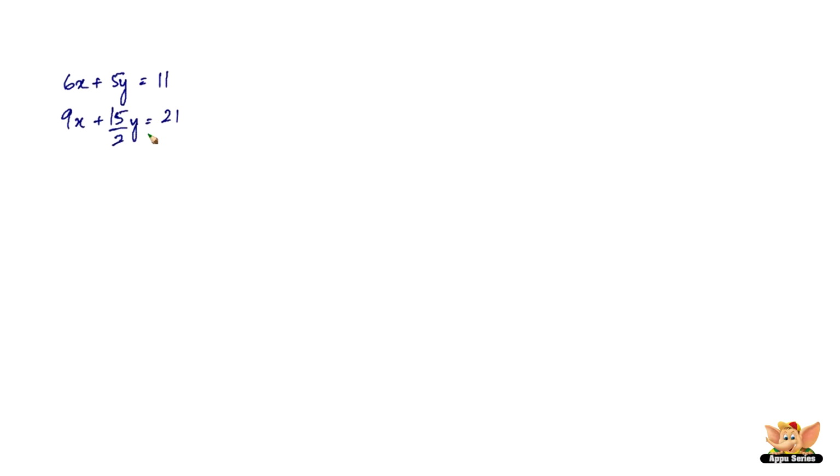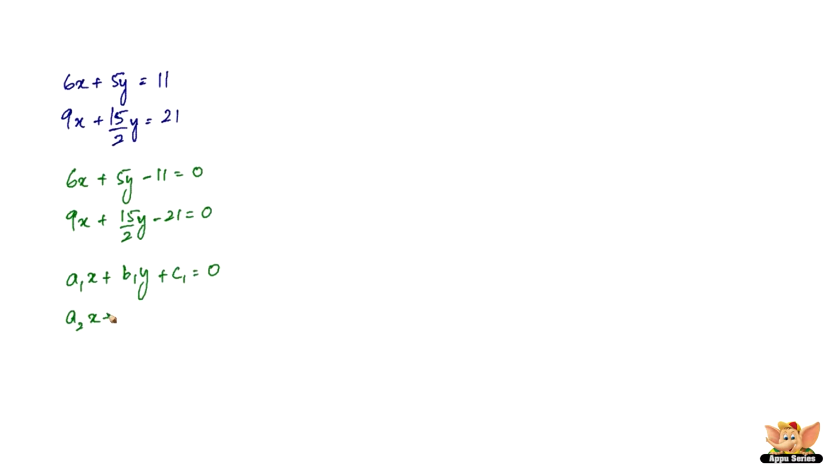Alright, so here we've got another pair of linear equations in two variables. So the first step is to write it like this: 6x plus 5y minus 11 equal to 0 and 9x plus 15 by 2y minus 21 equal to 0. So this is of the form a1x plus b1y plus c1 equal to 0 and a2x plus b2y plus c2 equal to 0. So let us first find out what is a1. a1 is 6 and b1 is 5 and c1 equals minus 11. And we've got a2 as 9 and b2 as 15 by 2 and c2 as minus 21.